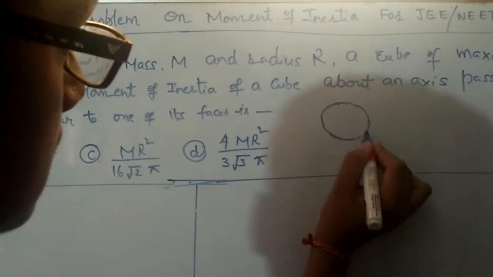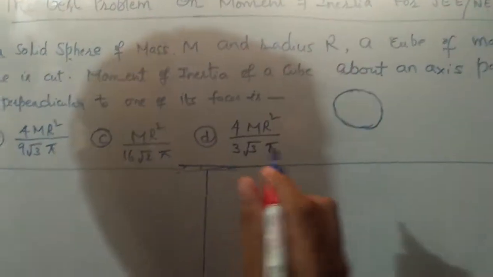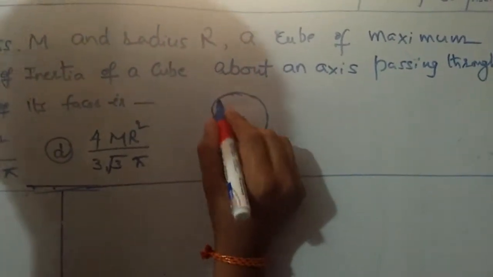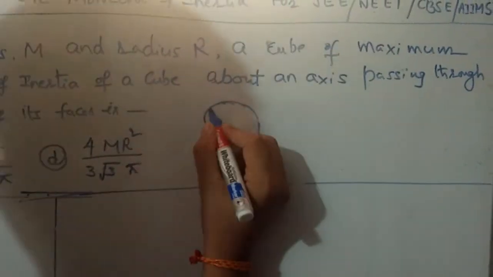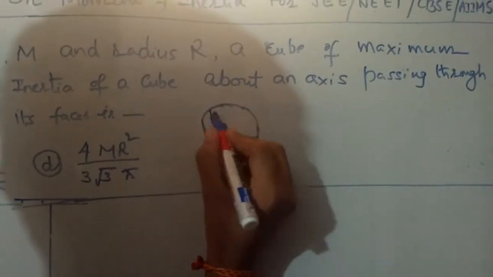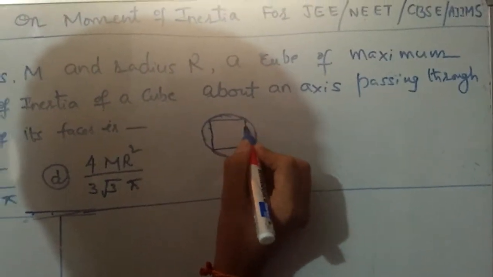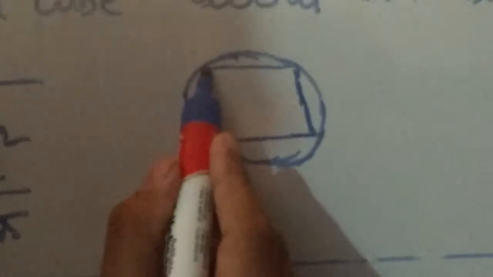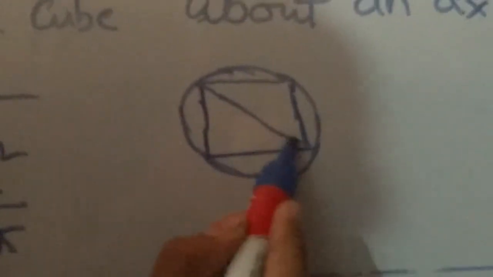Let this be the sphere from which we need to cut a cube of maximum possible volume. Let this be the cube, which must have maximum possible volume. The cube will have maximum possible volume when the diagonal of that cube is equal to the diameter of the sphere.